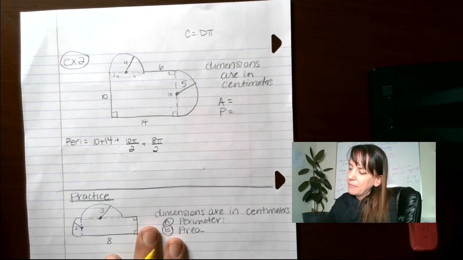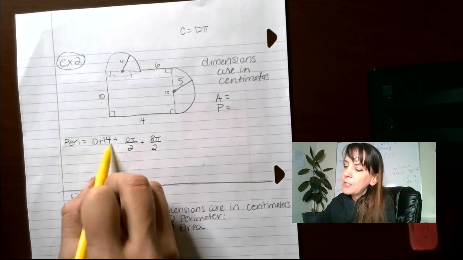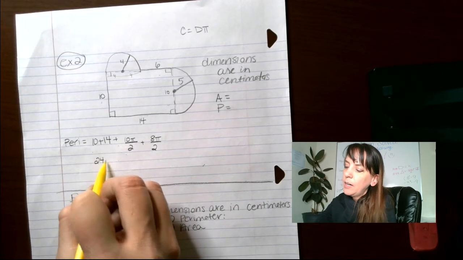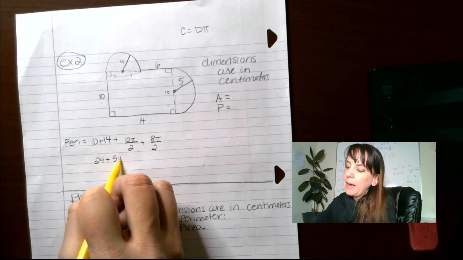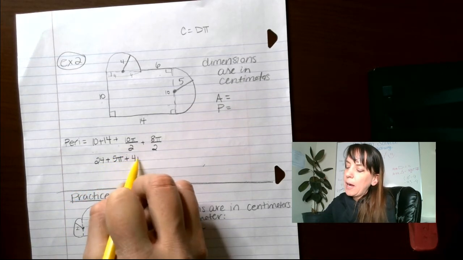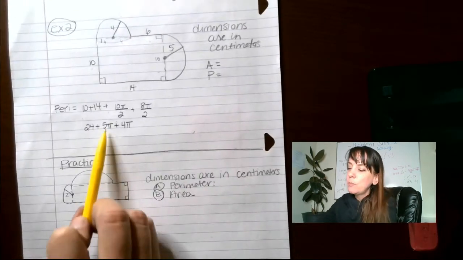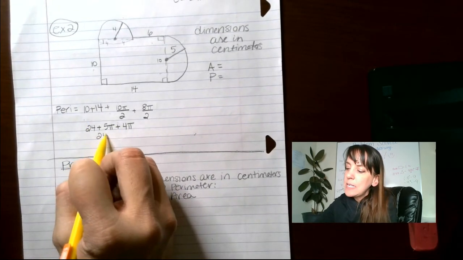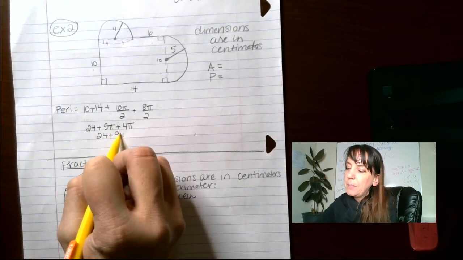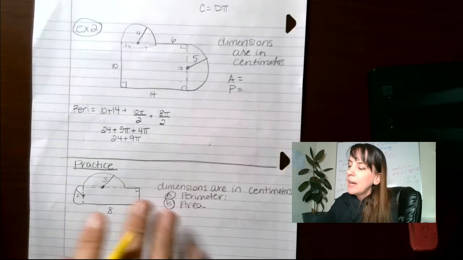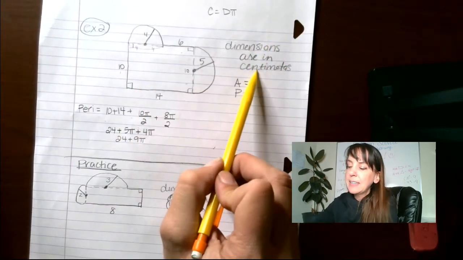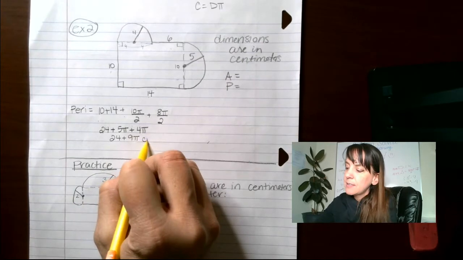All right, so what do we have here? Now we have these two things, which are 24 plus 5 pi plus 4 pi. Now guys, you can add those two pi's together to give us 9 pi. So we have 24 plus 9 pi for the perimeter. And that is in centimeters. So you just say centimeters.